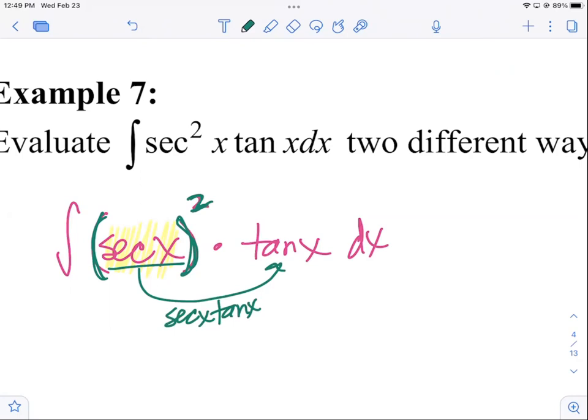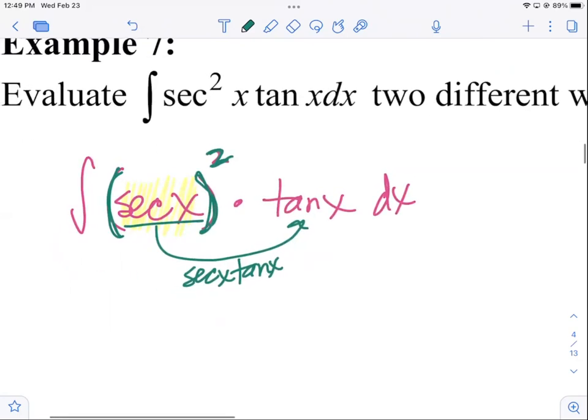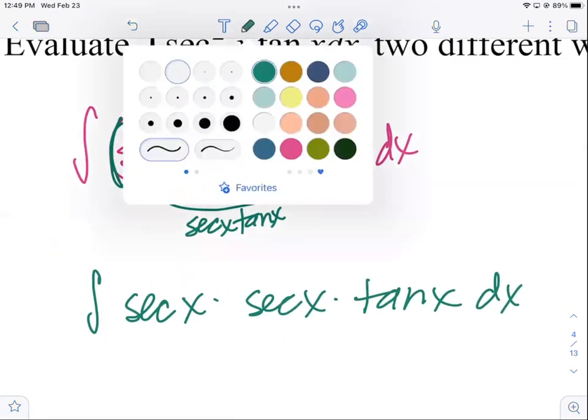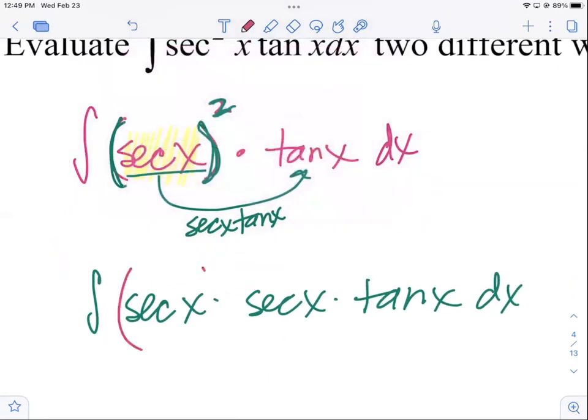Wouldn't that be nice? Well, you're like, hey, I have a couple of secant factors over here. So what if I just associate them differently? What if I call secant squared secant of x times secant of x? That's legal, right? And now I will say that secant of x is inside something to the first power. Yeah. And now my outside function is 1 degree smaller, but hey, it's going to work now. My inside function is secant.